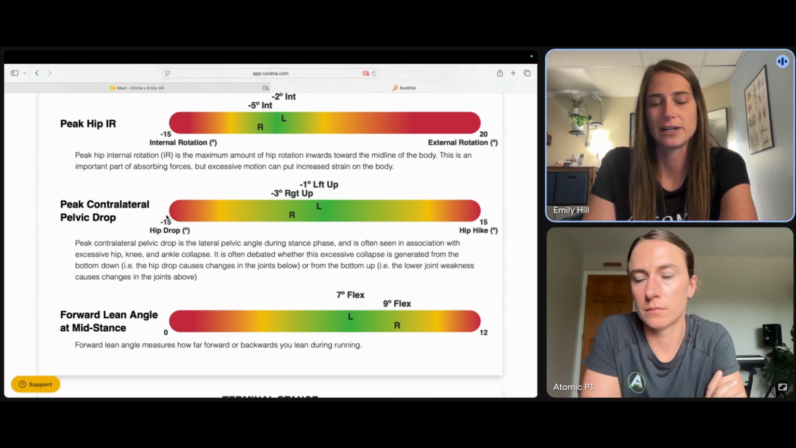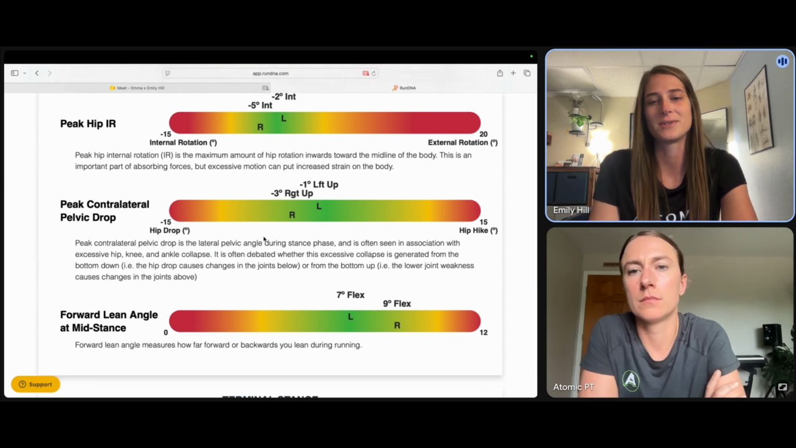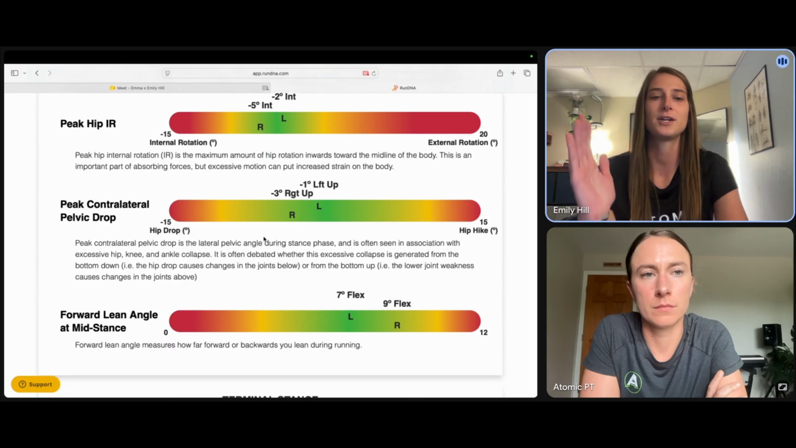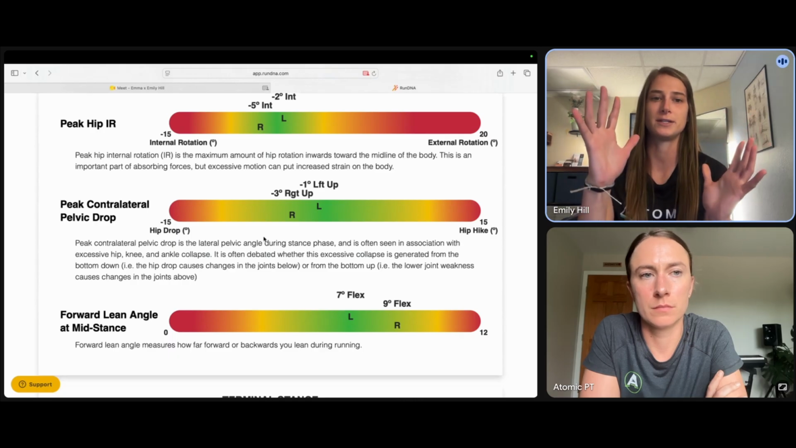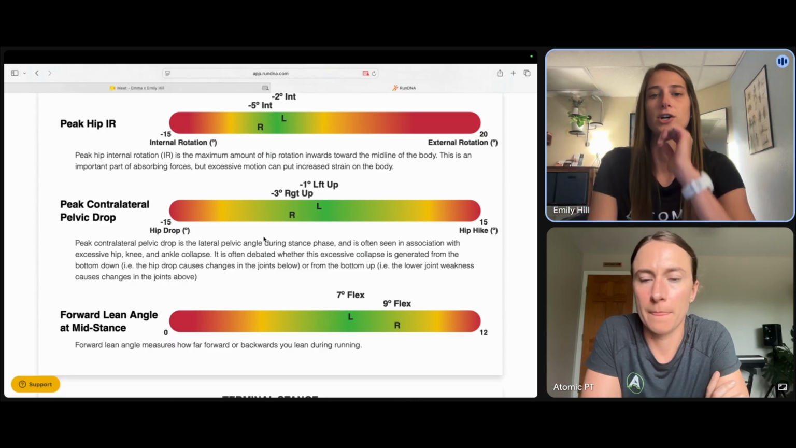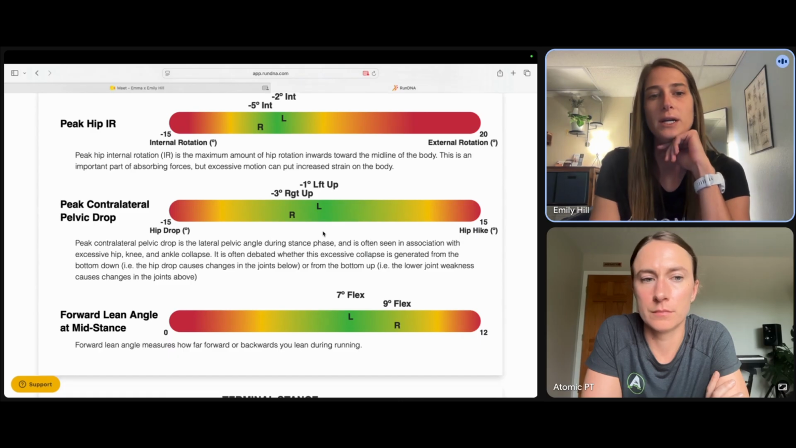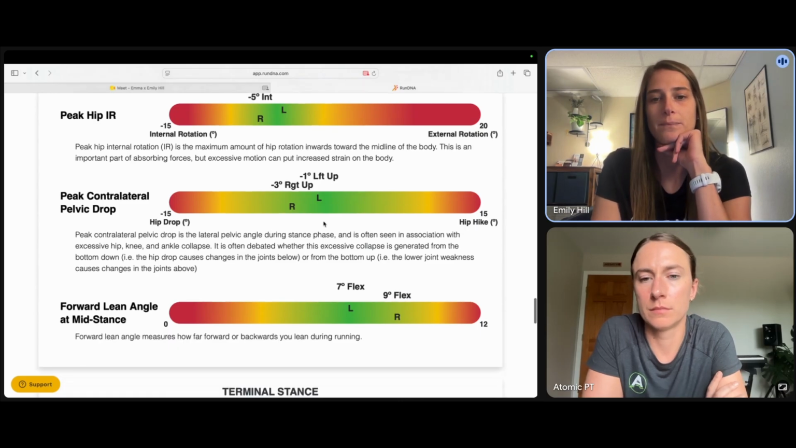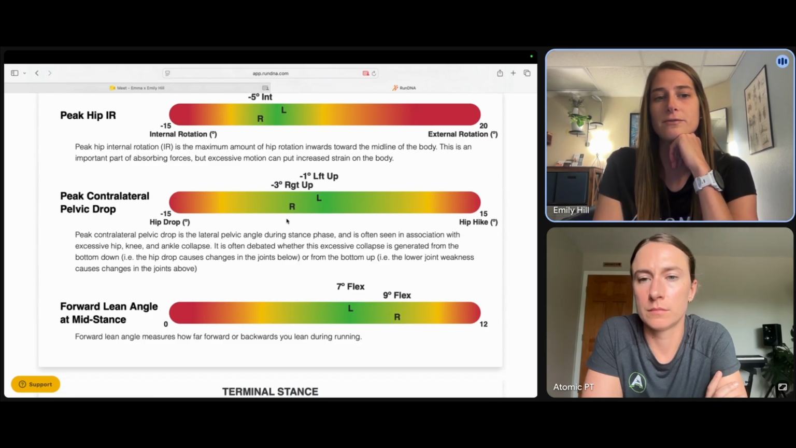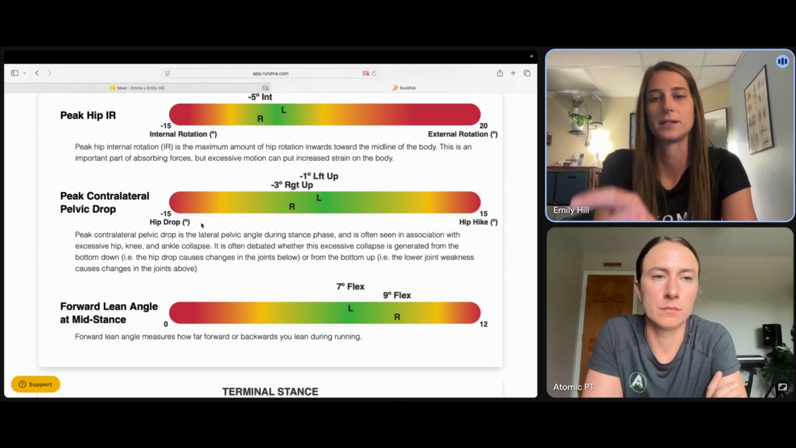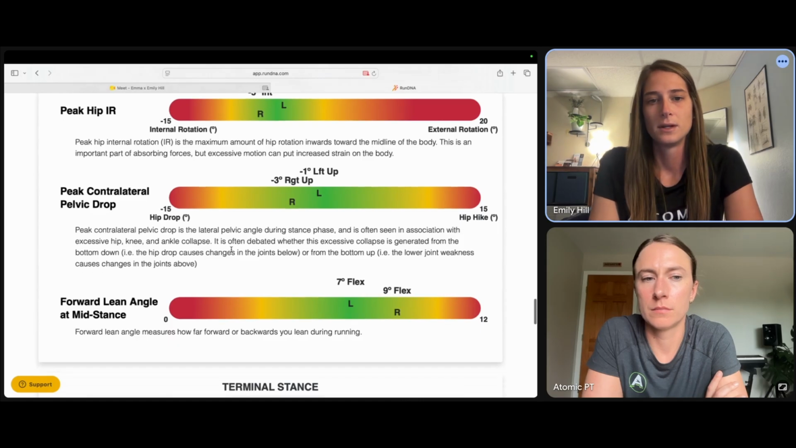And then contralateral pelvic drop. That's basically saying, when you're standing on the right side, is your pelvis dropping towards the opposite side? Are you having to lift up to help prevent that pelvic drop? This is typically more of something I see related to hip strength. So if you have really excessive pelvic drop, then I'm talking to my runners about strengthening some of those glute muscles to help support that.